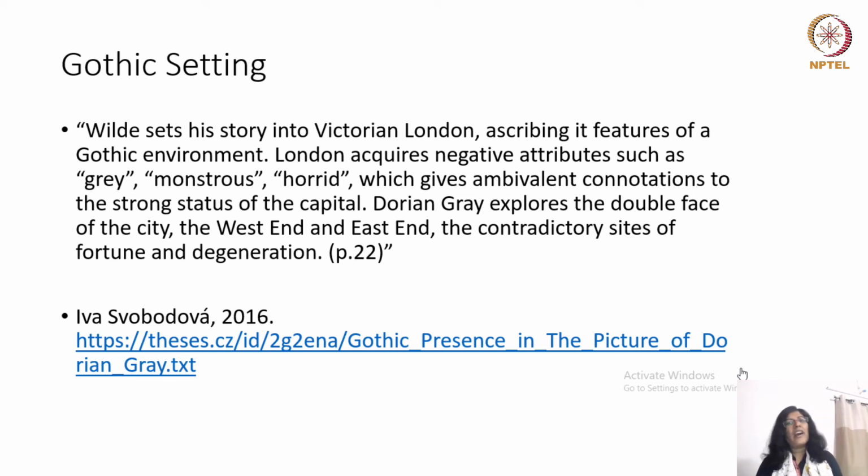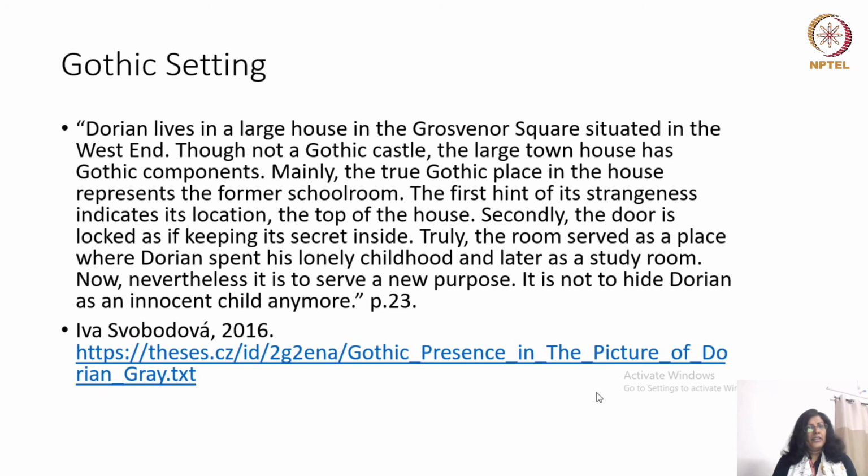And we understand that the setting is a parallel to the moral complexity of people like Dorian Gray and Henry Wotton, the friend and guide of Dorian. Dorian lives in a large house in the Grosvenor Square, situated in the West End. Though not a Gothic castle, the large townhouse has Gothic components. Mainly, the true Gothic place in the house represents the former schoolroom. The first hint of its strangeness indicates its location, the top of the house. Secondly, the door is locked as if keeping a secret inside. Truly, the room served as a place where Dorian spent his lonely childhood and later as a study room. Now, nevertheless, it is to serve a new purpose. It is not to hide Dorian as an innocent child anymore.